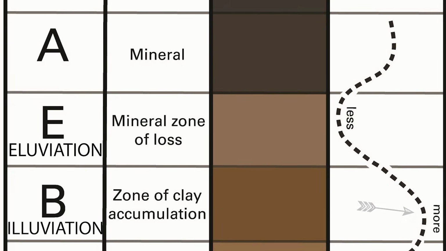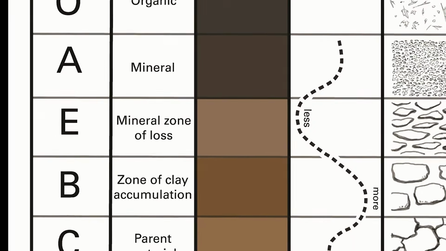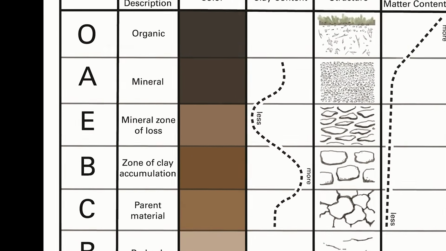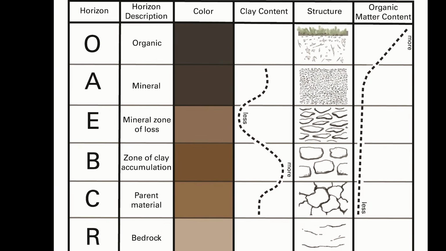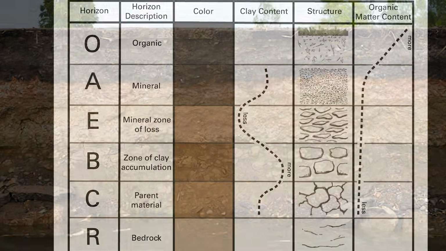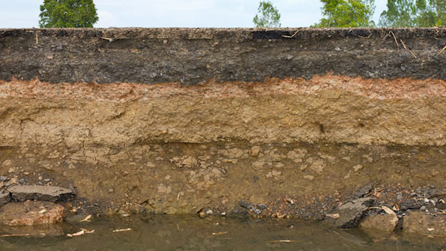So the E, or eluviation, horizon is a mineral-rich layer with the mobile ions and clays removed, having been flushed downward by leaching water. With silicate clay, iron, or aluminum having been removed, the E layer is dominated by sand and silt-sized particles of resistant minerals.